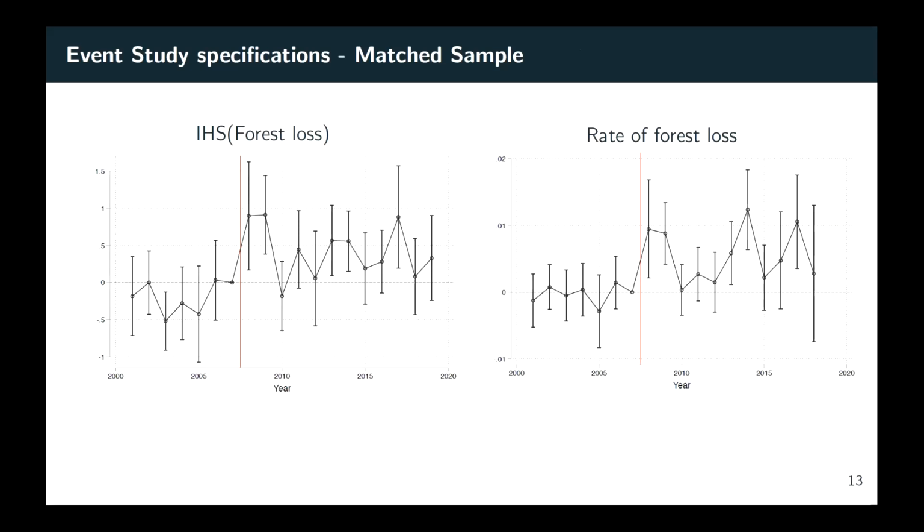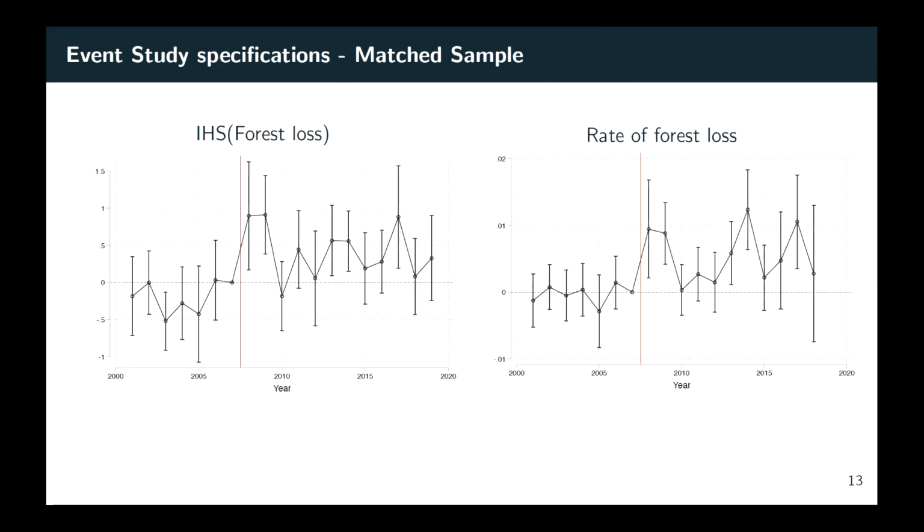And to try and tease apart the dynamics of these treatment effects, we also estimate event studies around the treatment date. And I believe this is with the matched sample. Yeah, so we find very clear evidence that the bulk of the treatment effect is really occurring right after the introduction of the program.